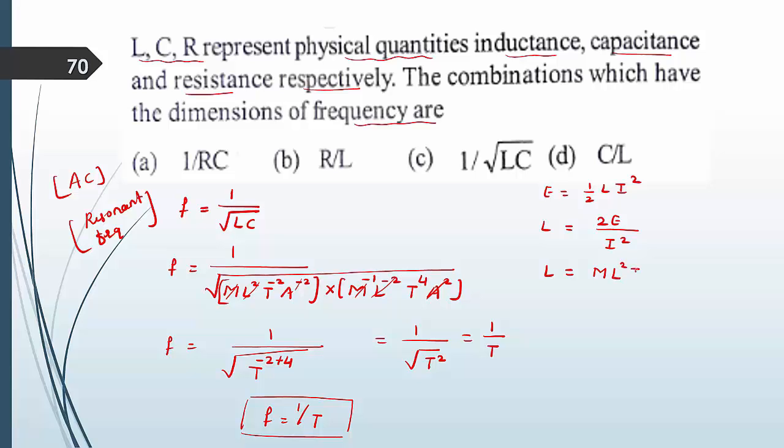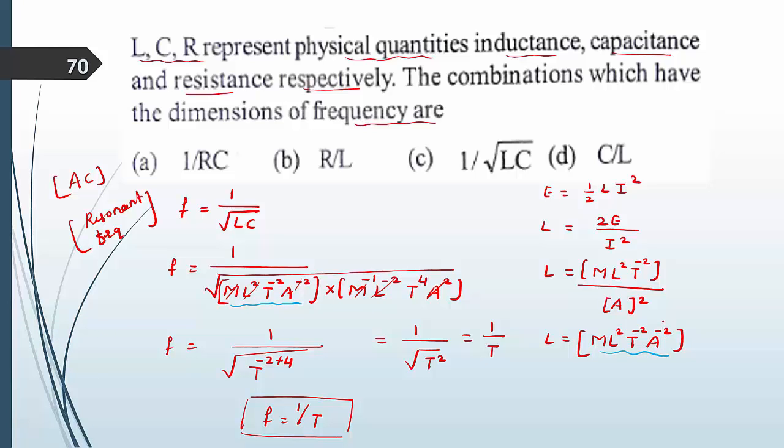M L square T raised to minus 2 divided by current. Current has the unit ampere. A indicates ampere, and ampere is also a fundamental unit. So we can write A square. Then we can finally write the dimension M L square T raised to minus 2, A raised to minus 2. This is the dimension of inductance. Here I wrote M L raised to 2, T raised to minus 2, A raised to minus 2.